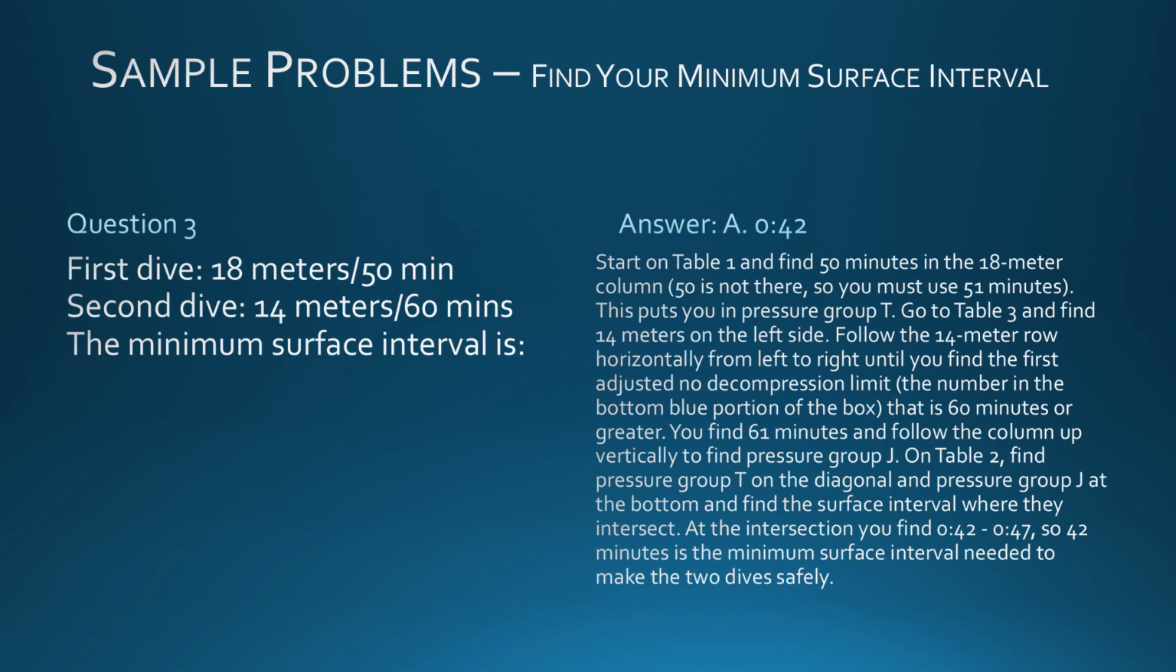Go to Table 3 and find 14 meters on the left side. Follow the 14-meter row horizontally from left to right until you find the first adjusted no decompression limit, the number in the bottom blue portion of the box, that is 60 minutes or greater. You find 61 minutes and follow the column up vertically to find pressure group J. On Table 2, find pressure group T on the diagonal and pressure group J at the bottom and find the surface interval where they intersect. At the intersection, you find 42 to 47. So 42 minutes is the minimum surface interval needed to make the two dives safely.